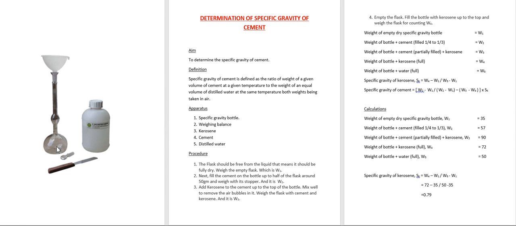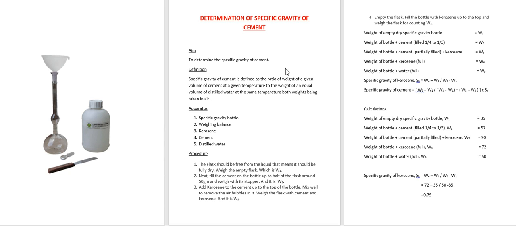So here, as you can see, this is the gravity bottle in which we are going to do this entire experiment, and this is the kerosene which we have to use in this experiment. So firstly, we take an empty gravity bottle and start weighing that and take it as W1. So as you can see here, that's W1, and after that take the empty bottle and fill it with 1/4 or 1/3 of cement, and that is taken as W2.